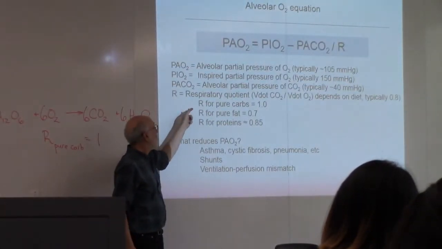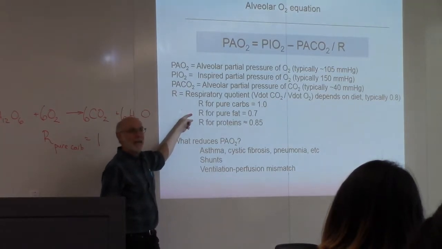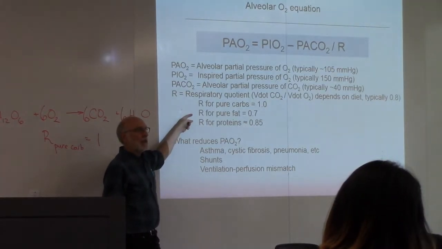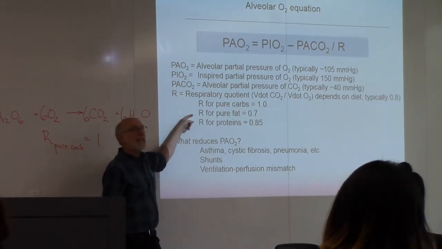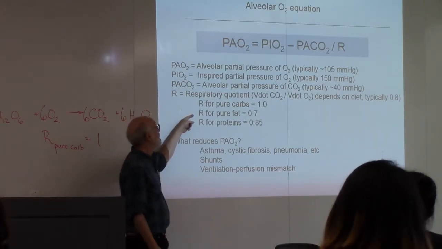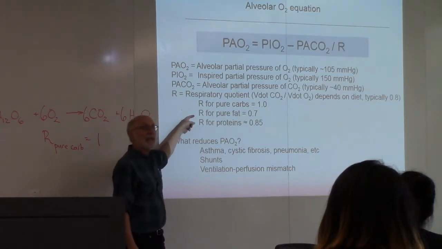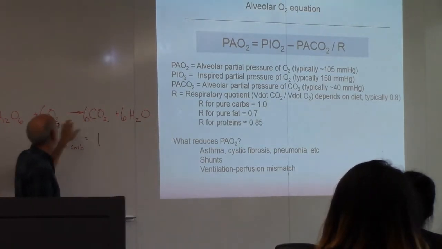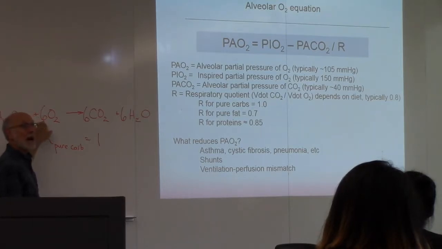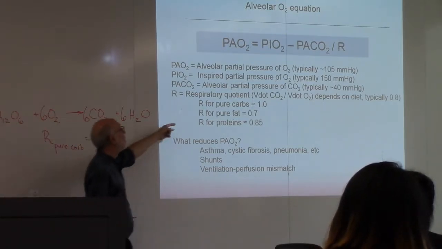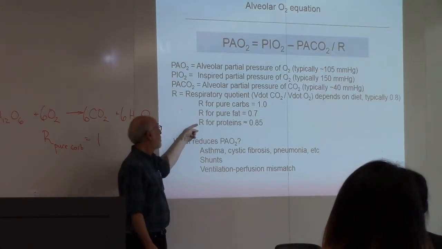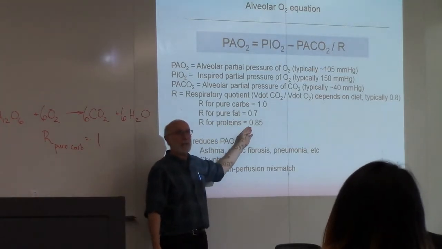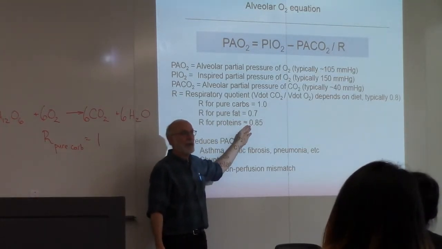The respiratory quotient if we eat nothing but fat: you can Google the complete oxidation of a fat, and we produce less carbon dioxide than we consume in oxygen. There's a larger number here than there is here for the complete oxidation of a fat, and the respiratory quotient is 0.7 for a pure fat diet. And for a pure protein diet, it's somewhere between 0.8 and 0.9. So I just chose 0.85.